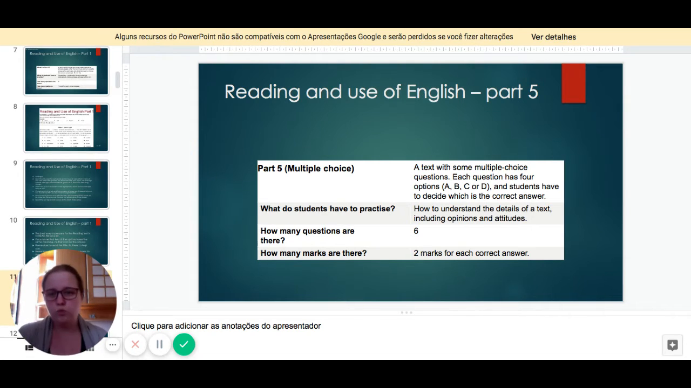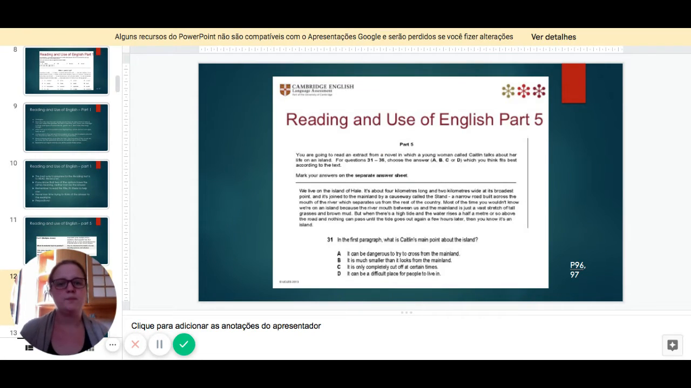Already, we jump. On part five, you have a text and some multiple choice questions. Part five should be the easiest one for you because you have been trained for vestibular for a while now. And there is this thing that in high school we practice this a lot, but we don't go to the core of it. Okay, but anyways, as we could see by the last mocks, it was not the best part. Okay, so this is the look of it.